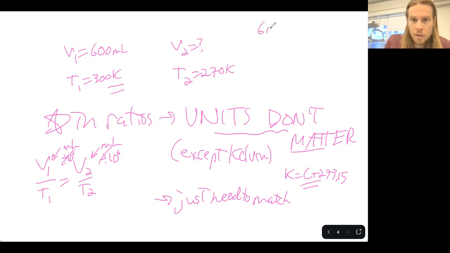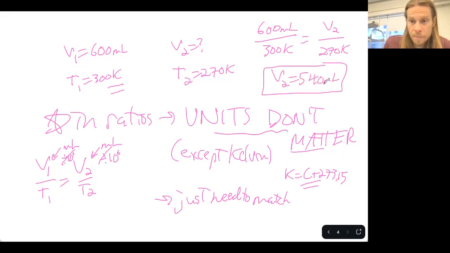So what do we have? We have 600 milliliters over 300 Kelvin equals V2 over 270 Kelvin. You get that V2 is 540 milliliters. Simple ratio, volume to temperature, volume to temperature. We check our answer. Should it be smaller? Yes. It is squeezed by, what is that, 9/10. It's squeezed by 10% less. 10% less volume. That's it. So that's the example and how you use numbers to do this.